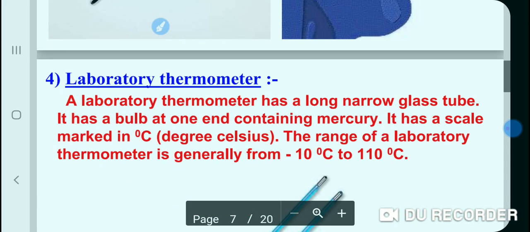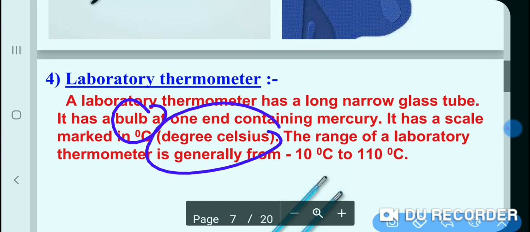Come to the laboratory thermometer. Where is the laboratory thermometer used? It is used to measure the temperature of different objects or liquids. A laboratory thermometer has a long narrow glass tube. It also has a bulb at one end containing mercury, and it has a scale marked in degrees Celsius.